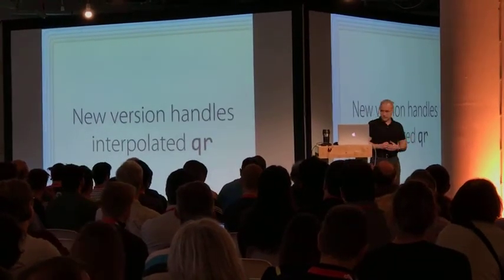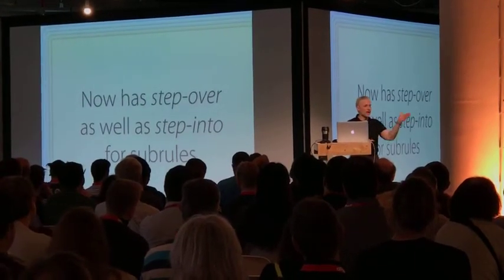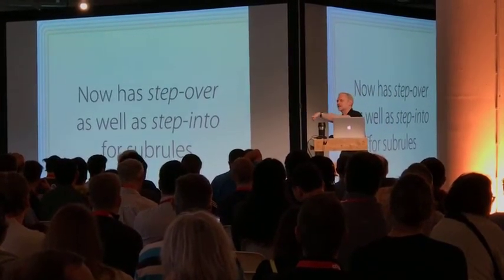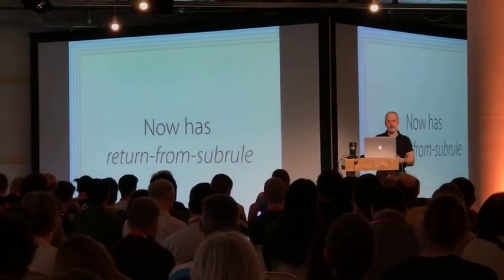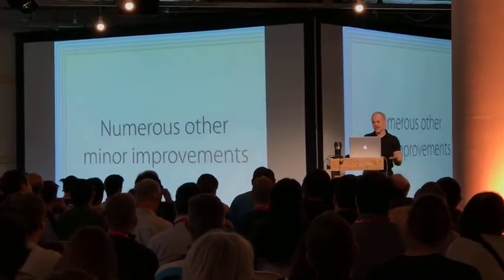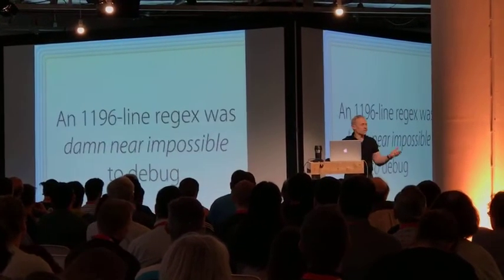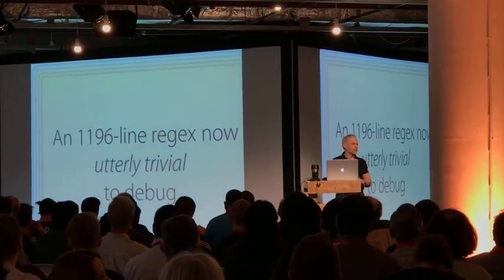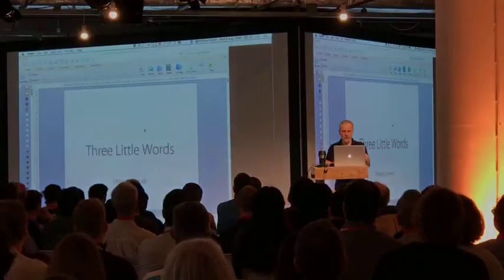And the new one does handle interpolated qrs, and more importantly, it now has step over as well as step into. So you don't have to dive down into the 80 layers of subrules when you know that they're going to be okay. And more importantly, you can also return from a subrule at any point. So it's basically like the Perl debugger now. There are all kinds of other improvements that I made to it, but it took the debugging process from being near impossible to being absolutely trivial. So let me quickly just show you, where are we?